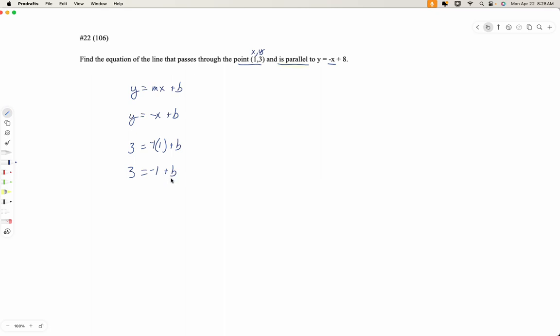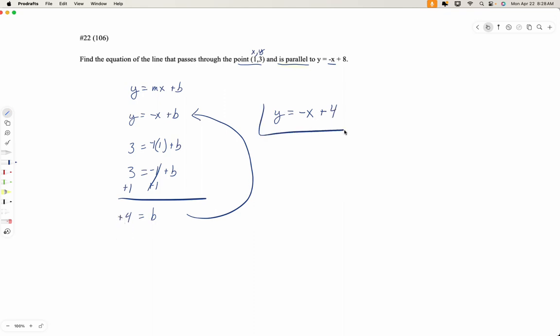Now we need to get b by itself in order to figure out what to put here, or here I should say. So we're going to add 1 to both sides to get b all by itself, so we know the value of b, and that gives us 4 is equal to b. So we take this b value and go right back up here and substitute it in. So that becomes y is equal to negative x plus 4, because this is a positive 4. And that would be your answer.